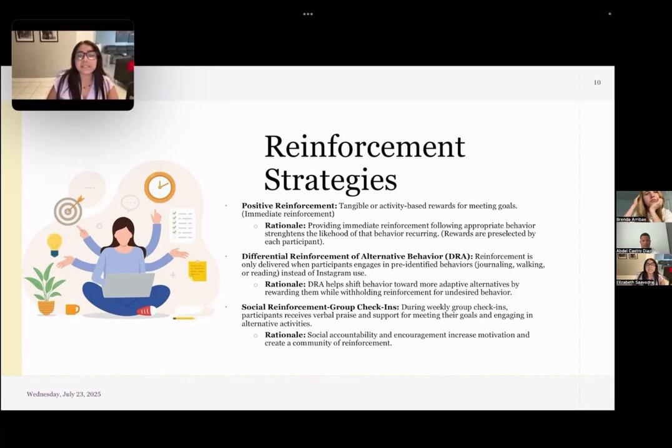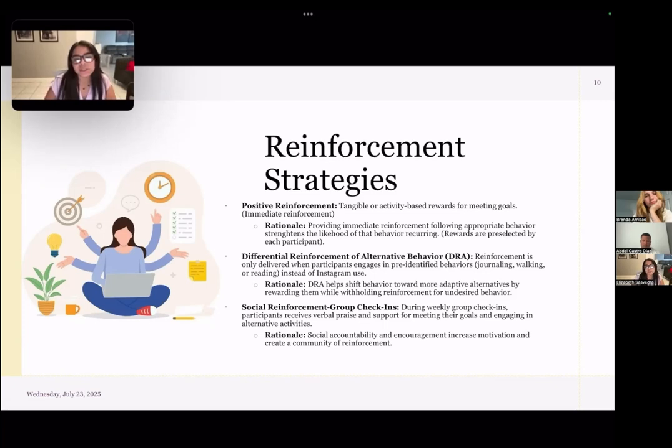Rewards are pre-selected by each participant, meaning I may enjoy watching a movie, Brenda may actually want to go running, and Abdel may want to go painting. So we pre-select our own rewards based on what we consider appropriate for us.